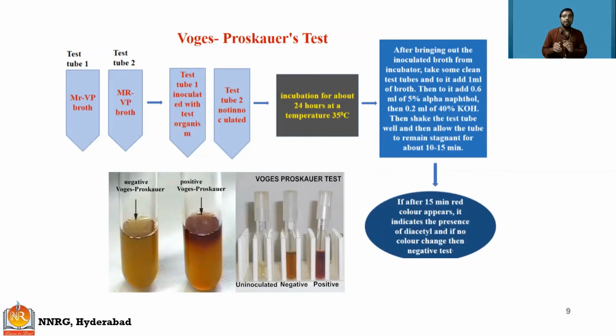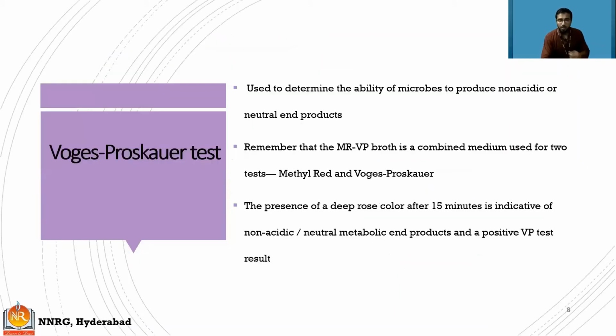Diacetyl compounds are neutral or non-acidic, whereas acids are acidic, isn't it? They cause a change in pH. The neutral or diacetyl group are different things. They are neutral, right? Neutral or non-acidic. You can see the last point: the presence of deep rose color after treatment is indicative of non-acidic or neutral metabolic end products and a positive VP test result.